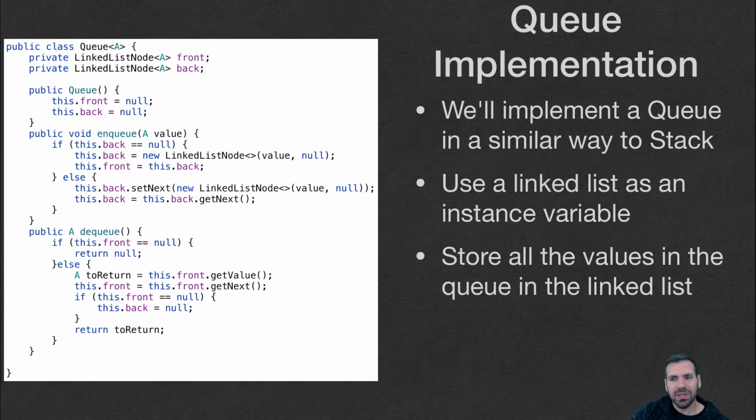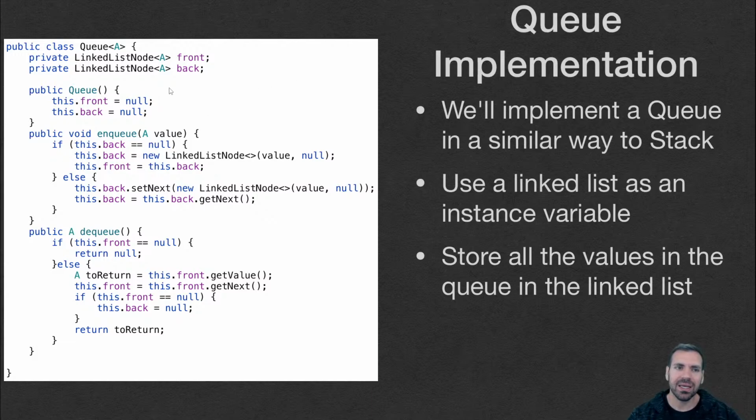Okay, so this is similar to a stack, except we have a little bit of difference here because we have to work with both ends of the linked list. We need a reference to the front and the back. With a stack, we only needed a reference to the top of the stack because we couldn't do anything with the bottom of the stack anyway. But with the queue, we have to work at both ends.